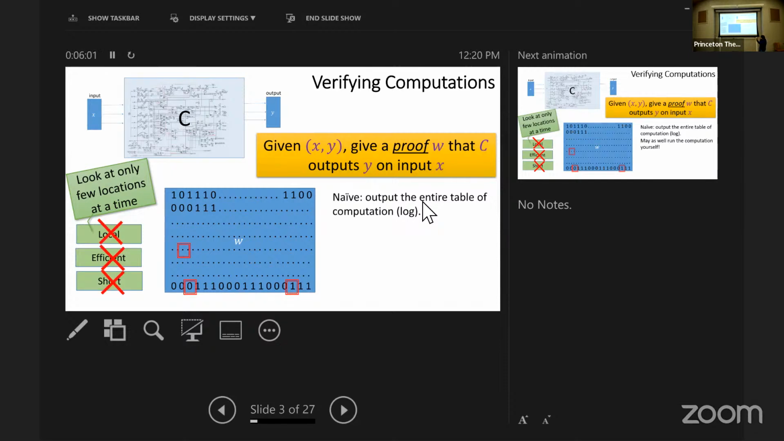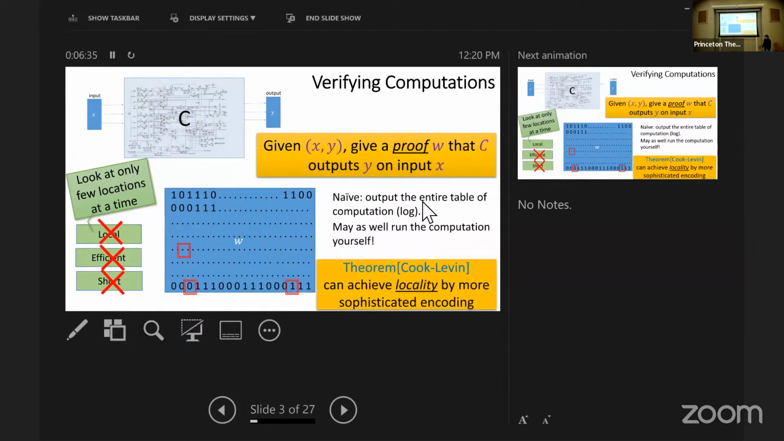So this naive suggestion of just spelling out the configurations of the computation doesn't have this locality. It can be hardly called efficient, and it's also not short. Efficiency is something that I'm going to discuss a little bit later, but when I say short, I just mean that the length of W is not humongous. So the naive solution that we discussed, where you just output the entire computation, has none of this.